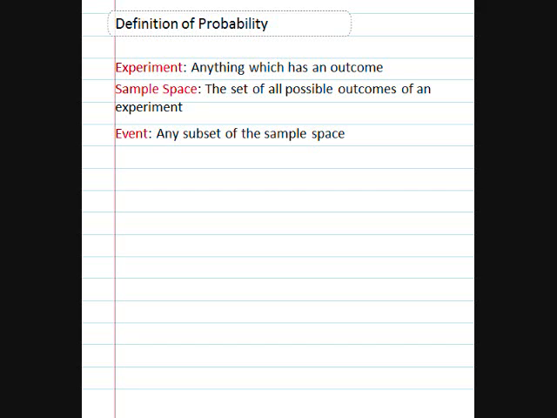Think about the experiment of rolling a six-sided die, where the outcome is which side the die lands on. The sample space for this experiment would be the set of all possible outcomes. So for this experiment, the sample space S would be the set containing the elements 1, 2, 3, 4, 5, and 6. All the possible outcomes of the experiment.